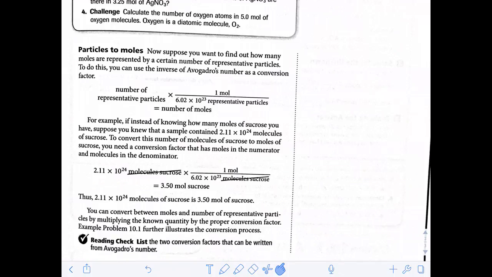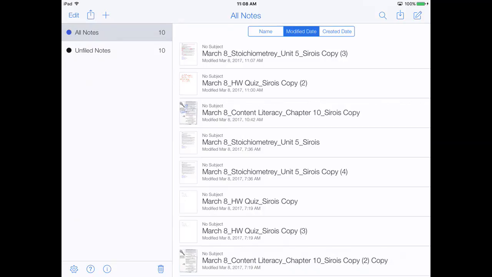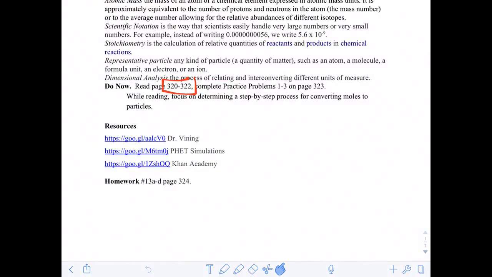Do we have homework also? We do. The homework is at the bottom of that page I just handed you. I want you to do 4 practice problems. They are number 13, A through D, on page 324.